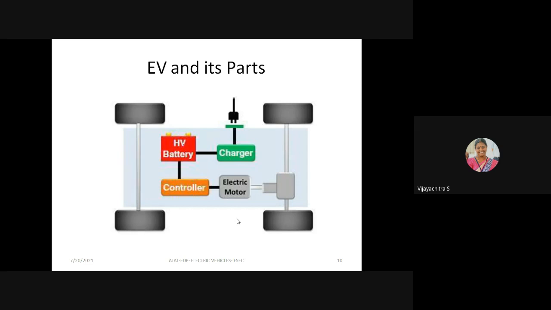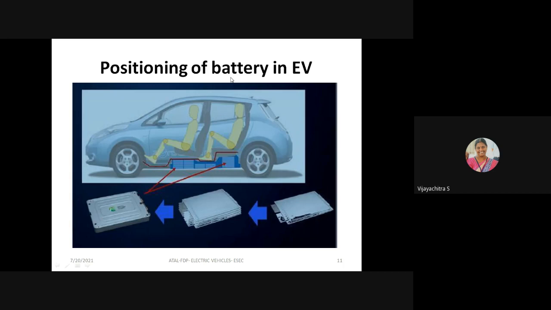So what are all the parts of the electric vehicle? See, these are the four wheels, and at the bottom we keep the electric motor, then the high voltage battery, and there is a charger, and this is the controller. Once the charger is plugged in, the power gets charged and stored in the battery, then it is sent to the controller, and the electric motor gets operated. These are the major parts of electric vehicles.